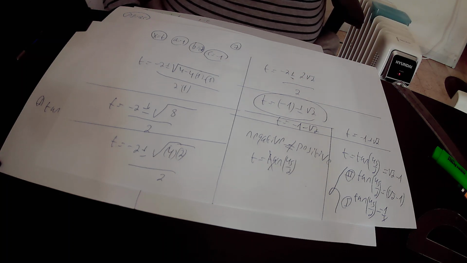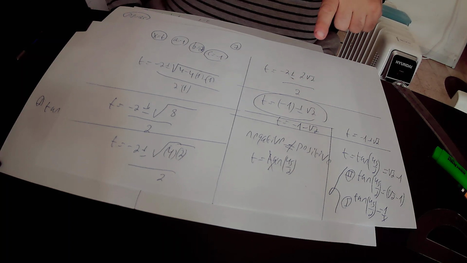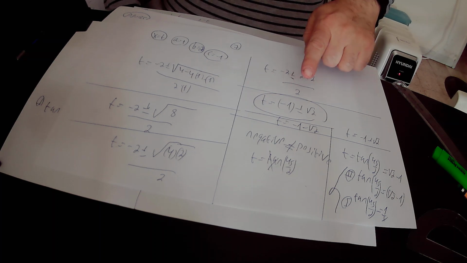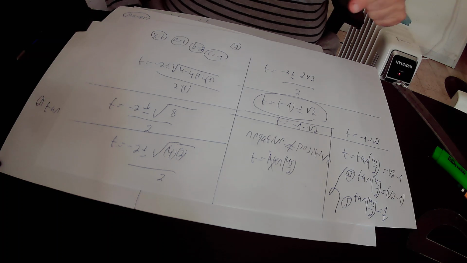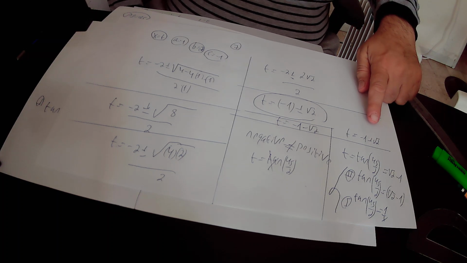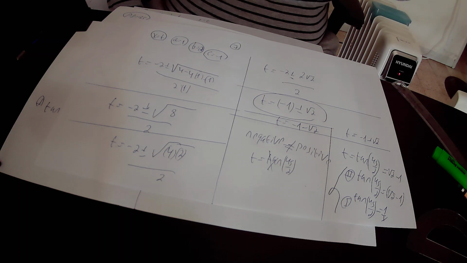So here we have two solutions that are possible for t. The first solution for t is that t equals minus 1 minus the square root of 2. And the second possible solution for t is that t equals minus 1 plus the square root of 2.